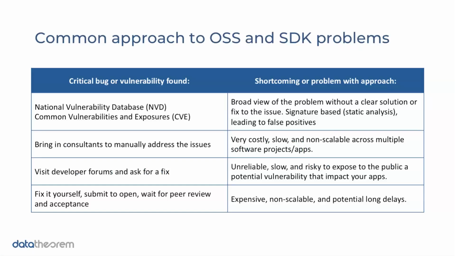Okay, so there are two big resources for known security issues found in publicly released software. One of them is the National Vulnerability Database, or NVD, which is a U.S. government hosted repository, and the CVE, the Common Vulnerabilities and Exposures Database, which is also maintained by a government contractor. The problem with relying on these two is that they are very broad. They don't provide a clear solution to fix the problem.